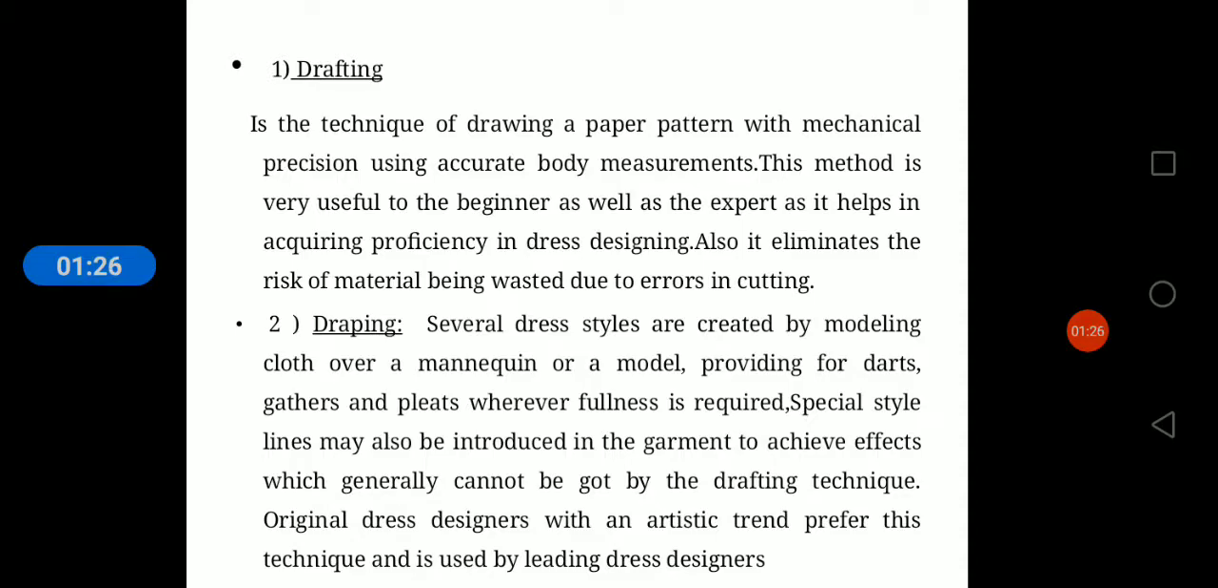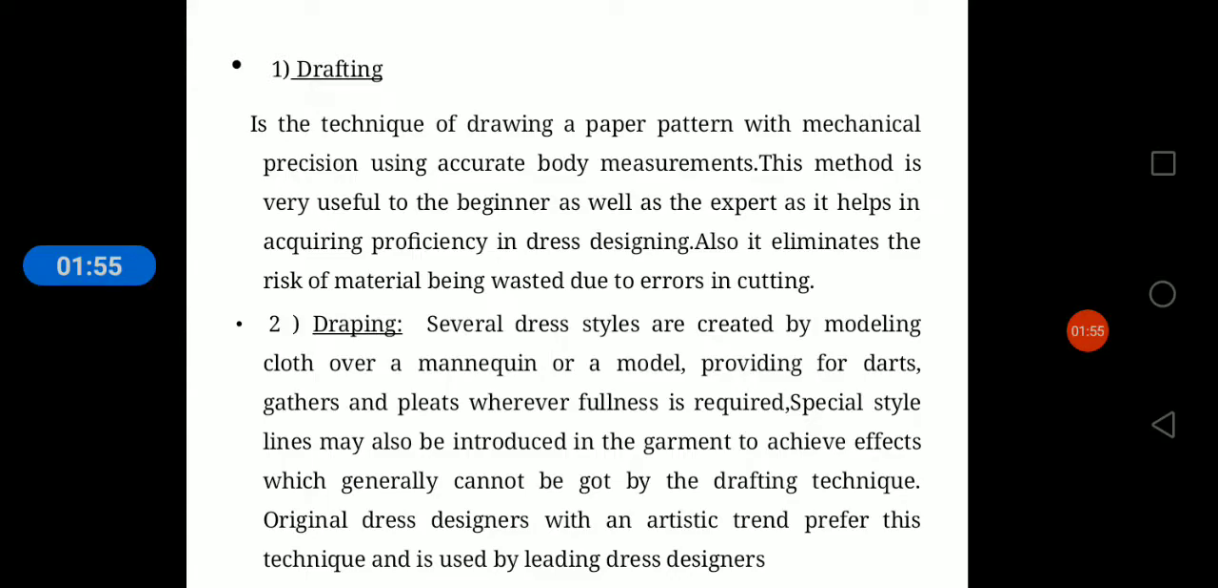It is the technique of drawing a pattern, meaning a paper pattern or anything, with mechanical precision using accurate body measurements. This method is very useful to the beginner as well as the expert, and it helps in acquiring proficiency in dress designing. Also, it eliminates the risk of material being wasted due to errors in cutting.